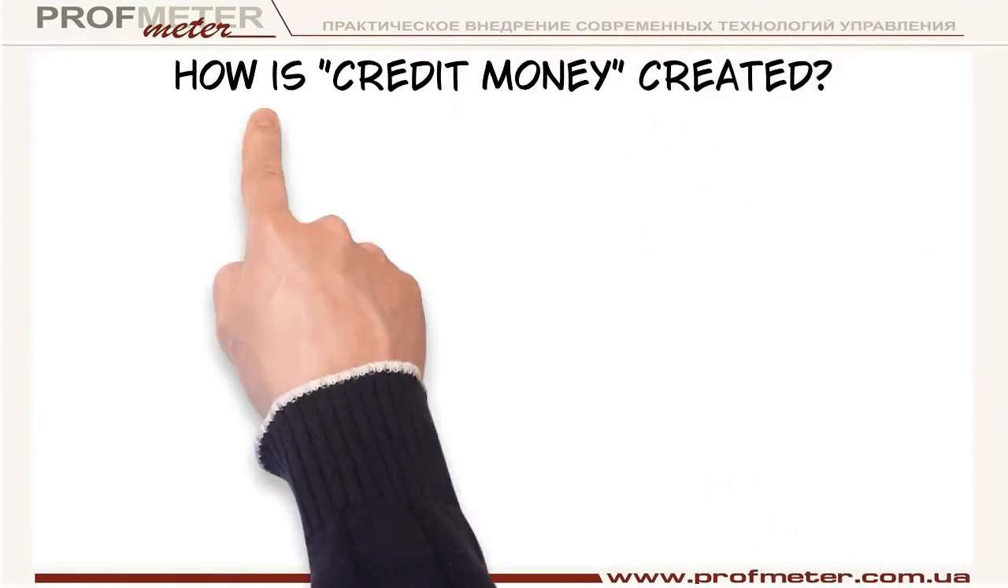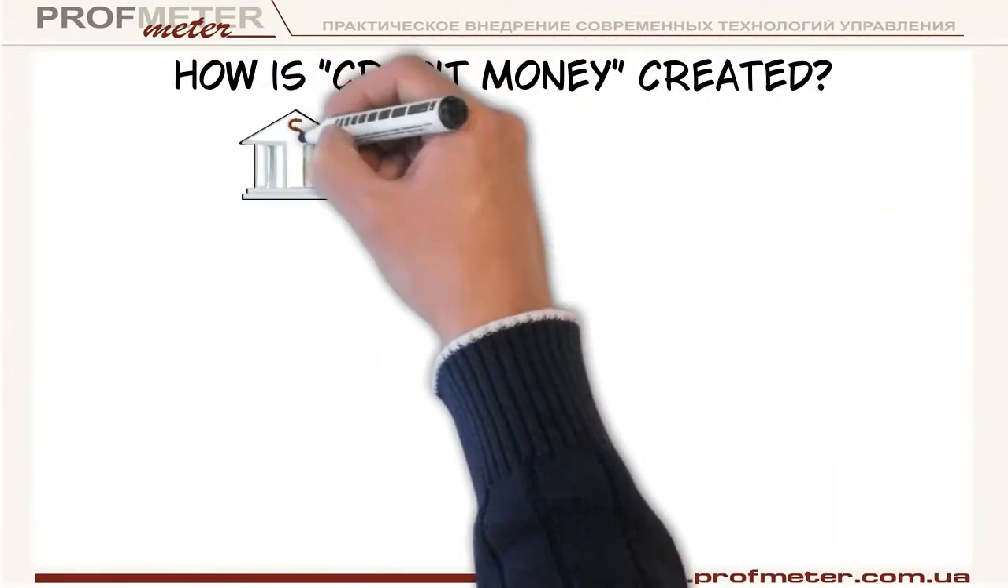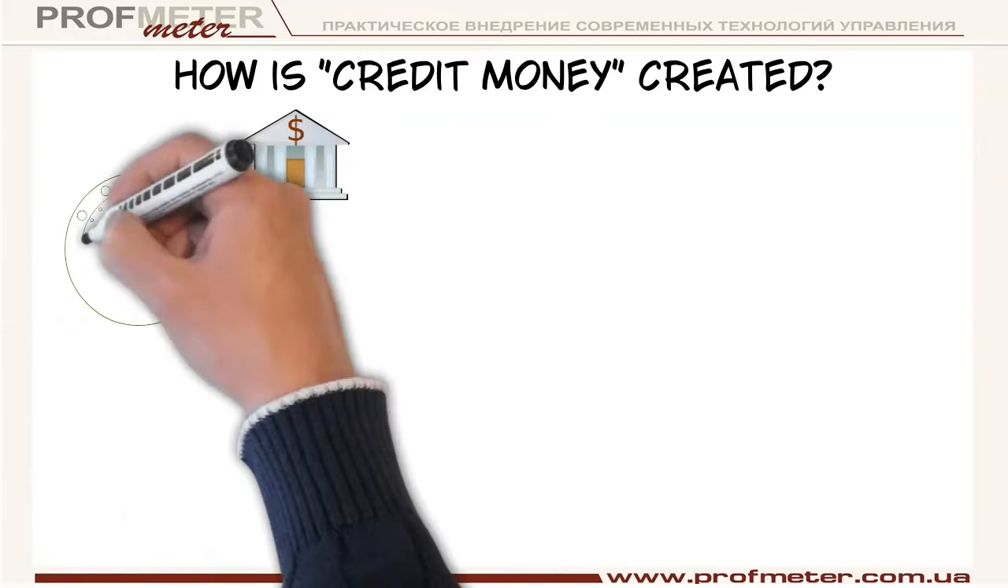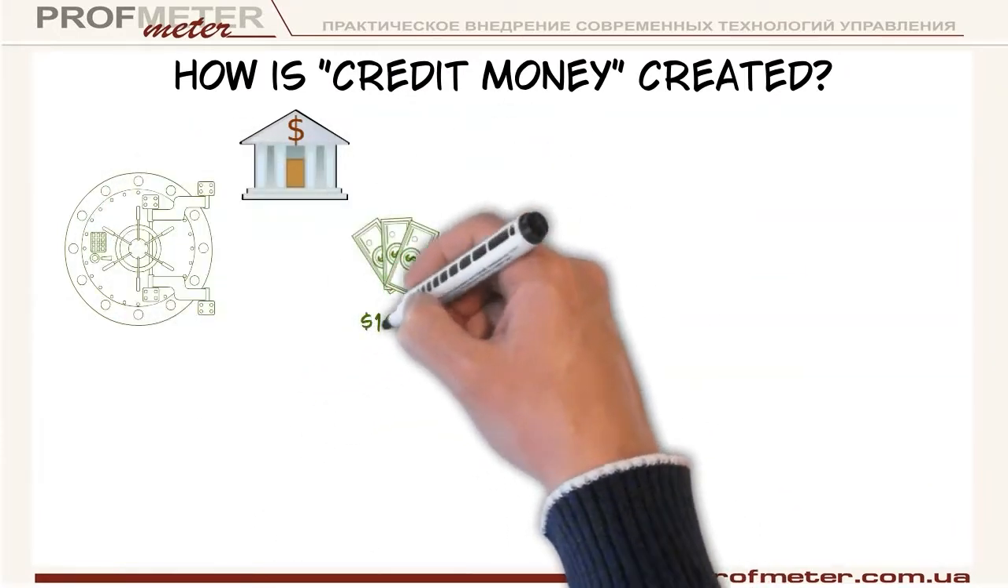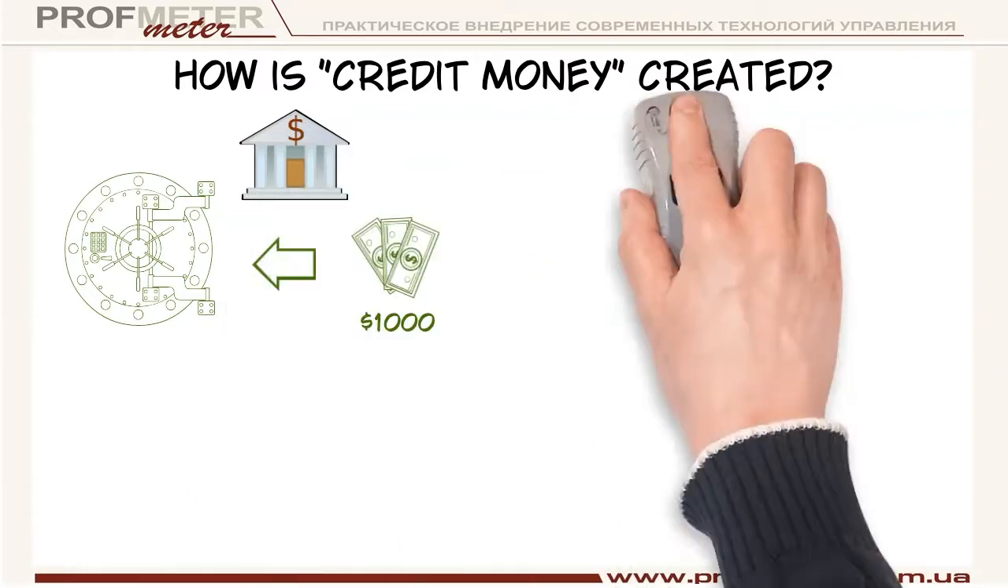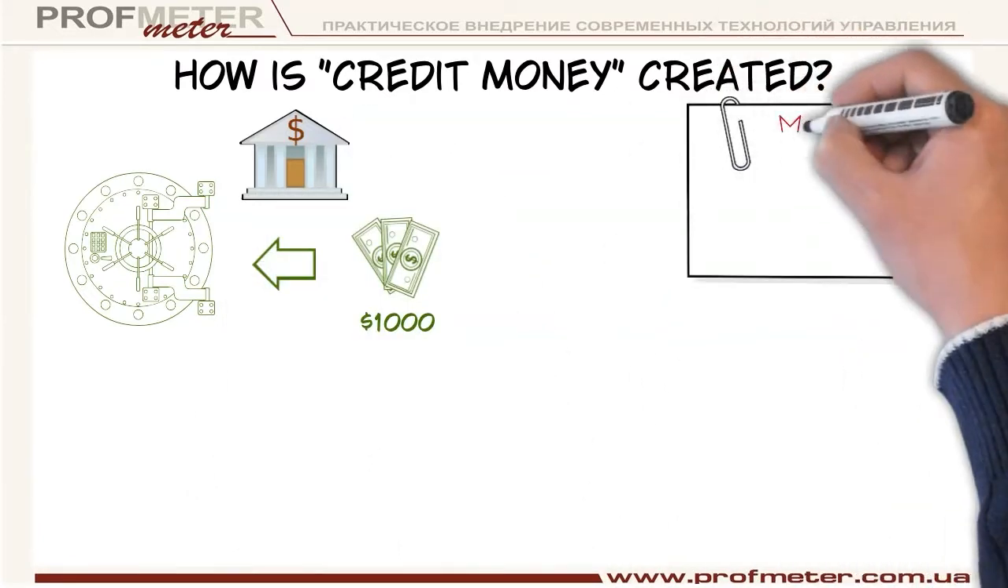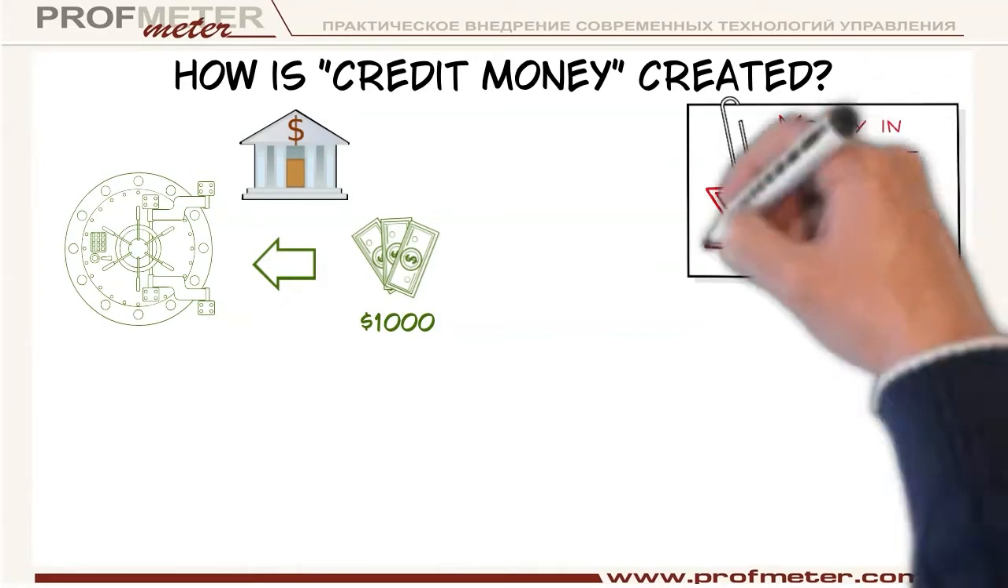Imagine that we have some fictitious country in which there is a single bank. And there's $1,000 in that bank. And this $1,000 successfully lies in the bank vault in the form of banknotes. How much money is in our state? The answer is clear, $1,000.